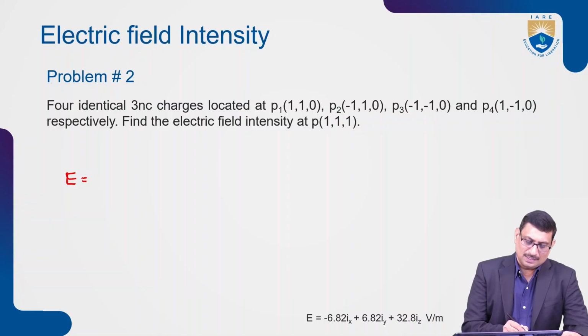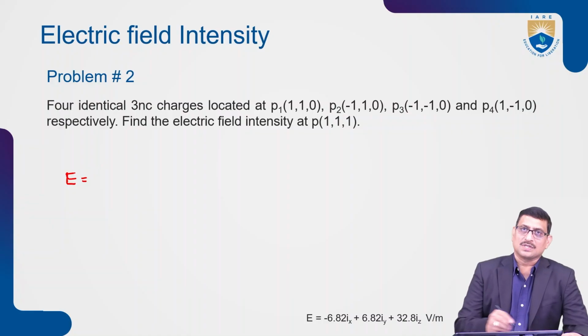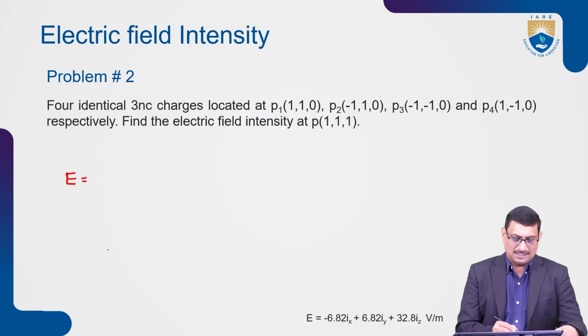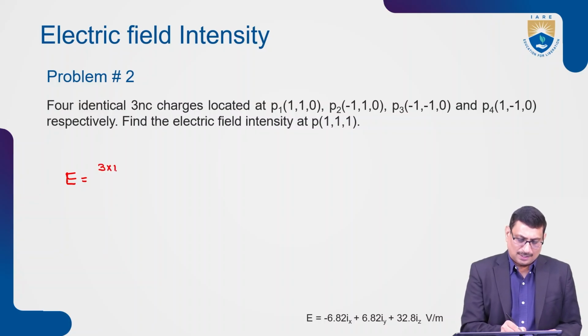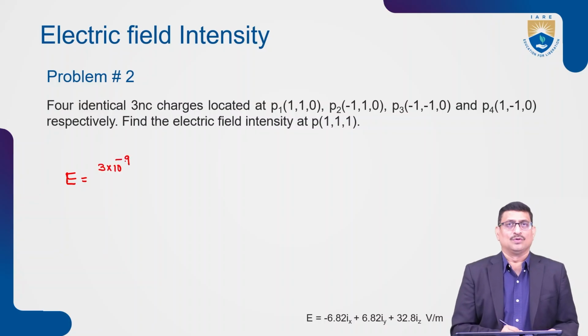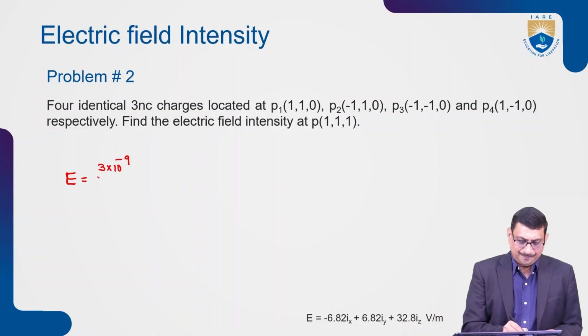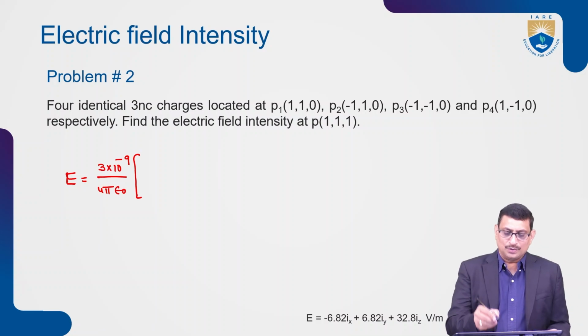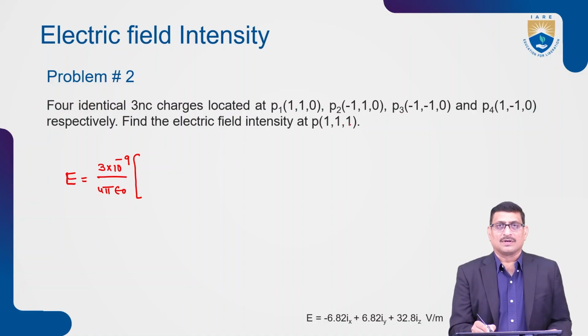Therefore, first I will write E equal to 3 nanocoulombs. All the charges are identical, so 3 into 10 power minus 9 coulombs, that I will take as common. 4 pi epsilon naught is also common, that I will write outside. Now, due to the charge at 1, 1, 0, what is the electric field intensity at 1, 1, 1?